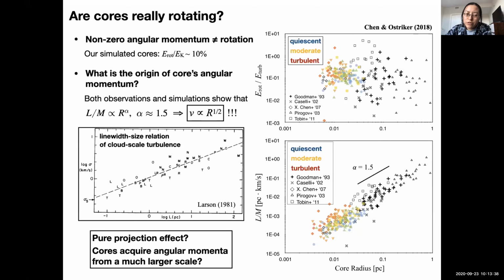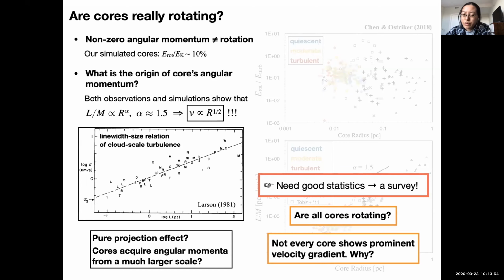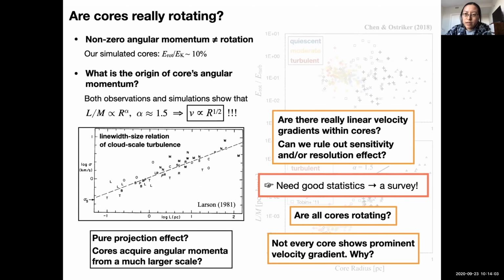Or are our cores really rotating, but this angular momentum originated from a much larger scale? Combined with our previous question, why does not every core show the obvious velocity gradient? We ask, are all cores rotating? To answer that, we will need a survey study to get good statistics. However, the more severe problem is, can we really believe that what we observe is real?